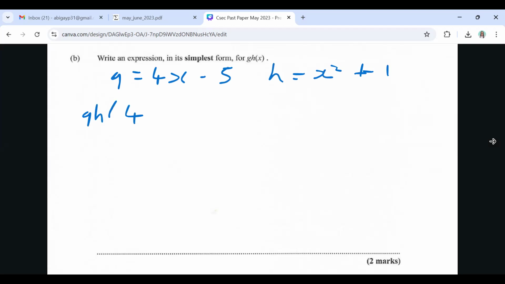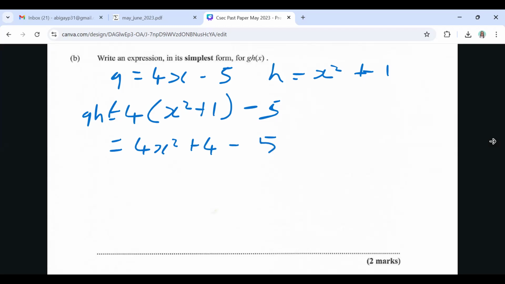So g of h equals 4 times x squared plus 1, minus 5. So that is 4x squared plus 4 minus 5. And we know that when we simplify it, it's going to be 4x squared minus 1. That's our answer right there.